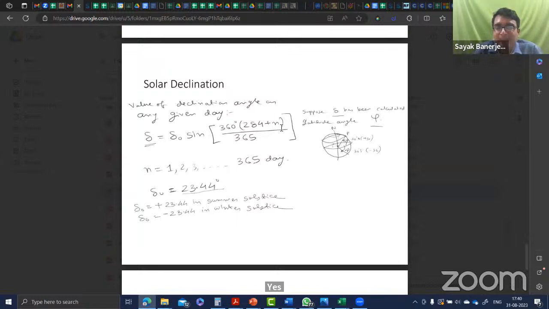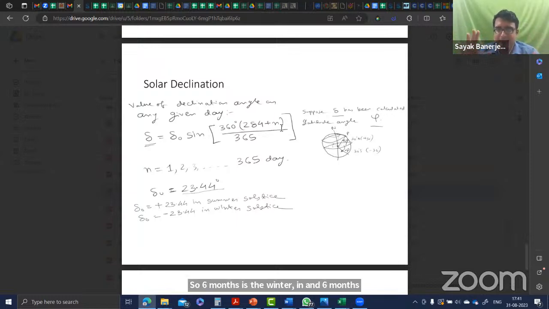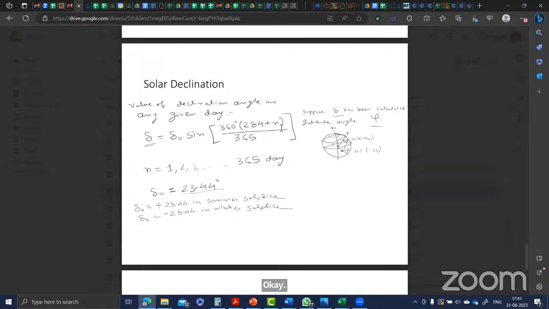No, in the summer month and summer period is different. You understand? So 6 months is the winter inclination and 6 months is the summer inclination, right? That way, equinox to equinox. Anyway, based on the n number, the negative or positive will come. But why is this delta naught minus plus mentioned, sir?